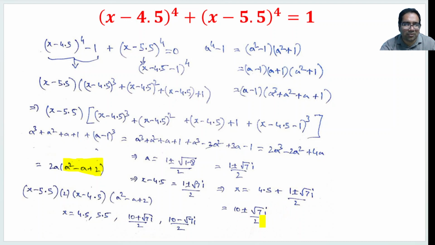10 plus root 7 i by 2, and 10 minus root 7 i by 2. So two of the solutions are real solutions, that are 4.5 and 5.5. Two of them are imaginary solutions. Right. What we have done here is we have just used the a power 4 minus 1 property and the (a minus 1) whole cube property. We cleverly manipulated these and took x minus 5.5 out and later x minus 4.5 out to solve the remaining quadratic equation.